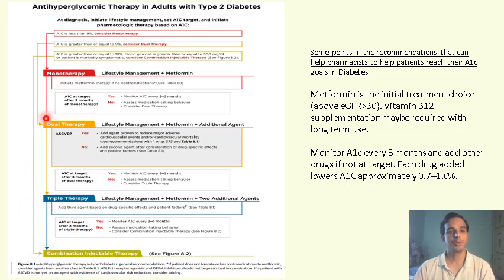You could also go straight to injectable therapy if the A1C is greater than 10%, or blood glucose is greater than 300 milligrams per deciliter, or they have symptomatic hyperglycemic symptoms. You would go to the green line, straight to combination therapy in that case.